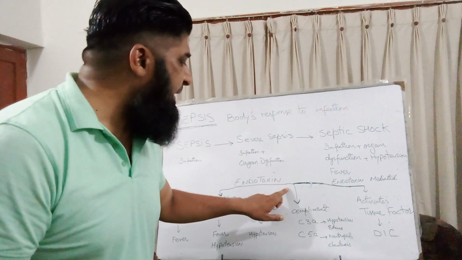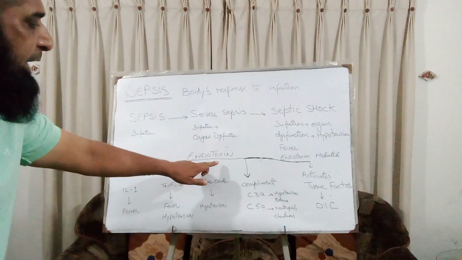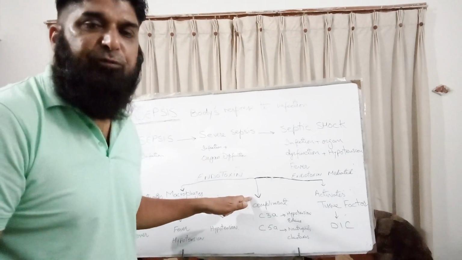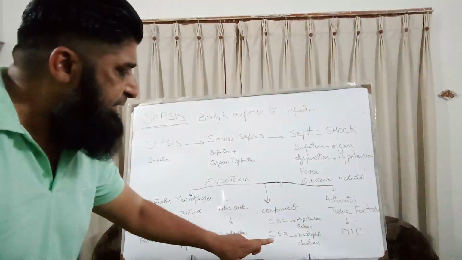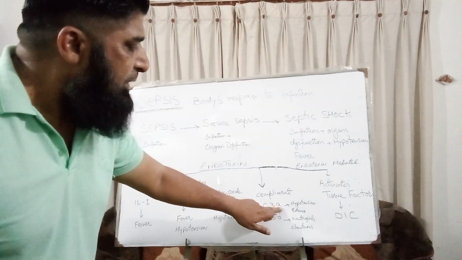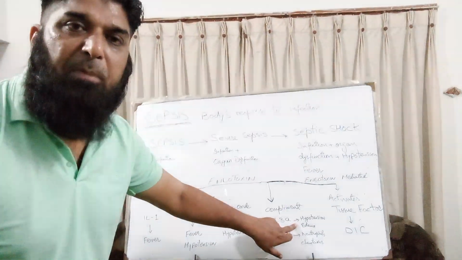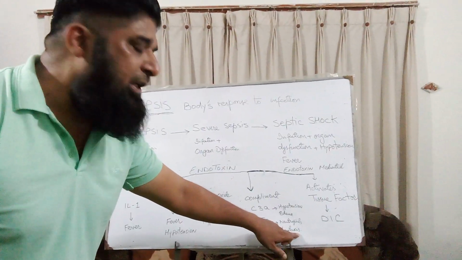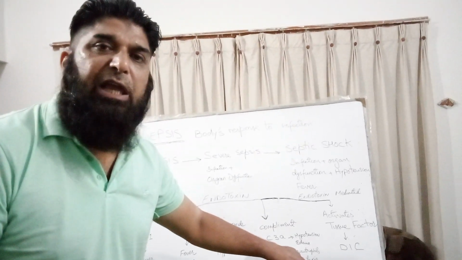Students, second mechanism is activation of the complement system. Endotoxin activates the complement system of the immune response, especially C3a and C5a. Students, C3a causes hypotension and generalized edema. C5a leads to increased deposition of neutrophils at the site of infection.